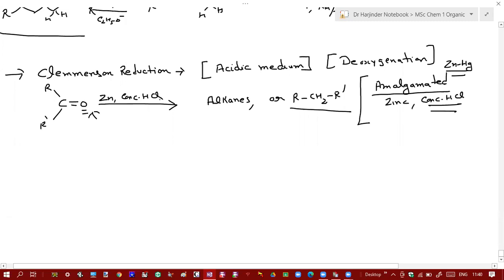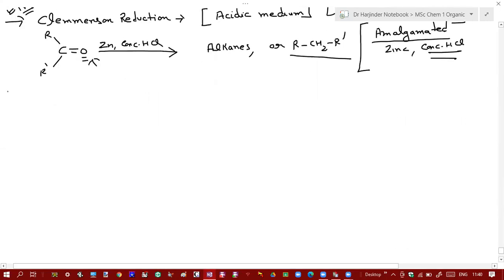So now let us look over the mechanism. Again, this reaction is very, very important for the exam. Write a note on Clemmensen reduction. You have to discuss this reaction with its mechanism. The mechanism is very simple. Now, in different books, different mechanisms are provided because the mechanism of this reaction is not very clear, so you will get different kinds of mechanisms.